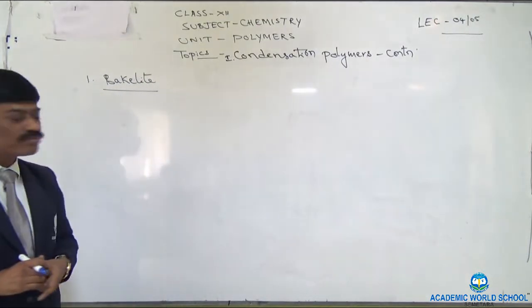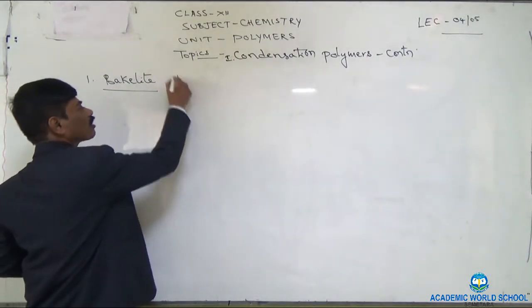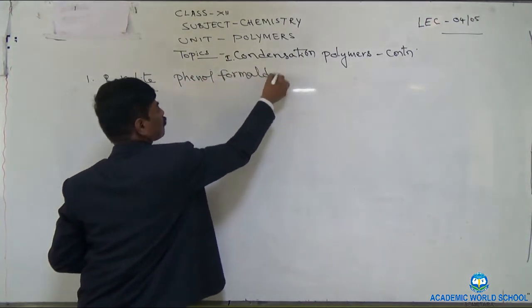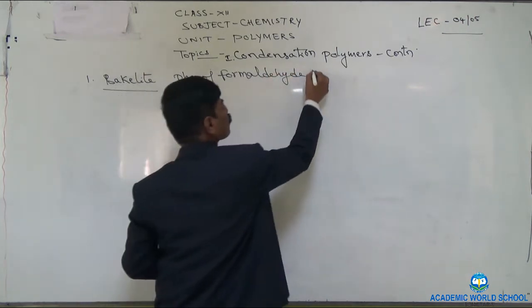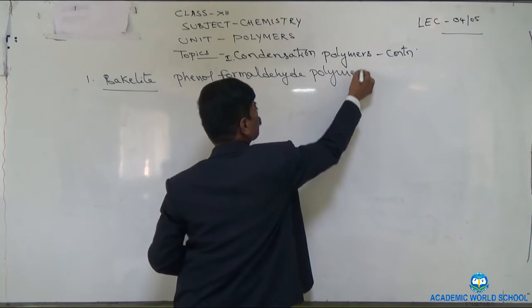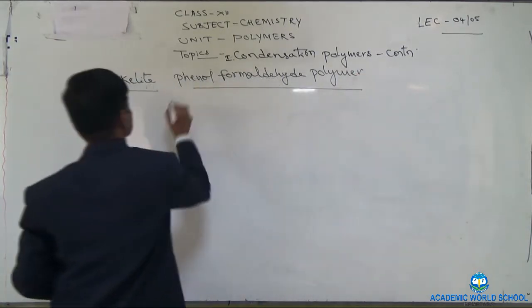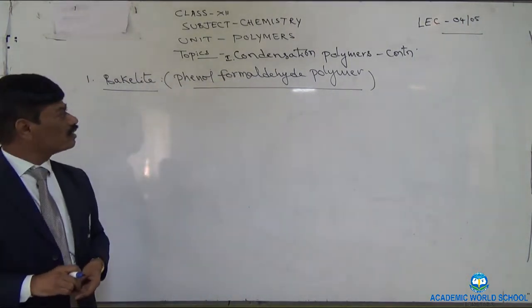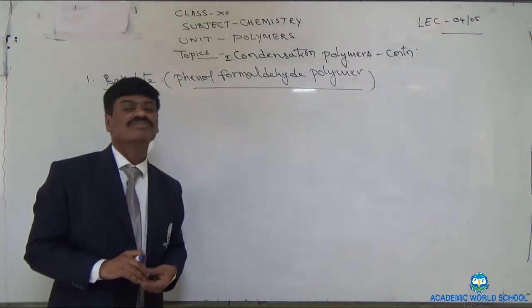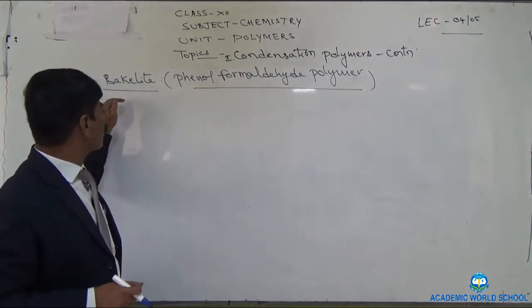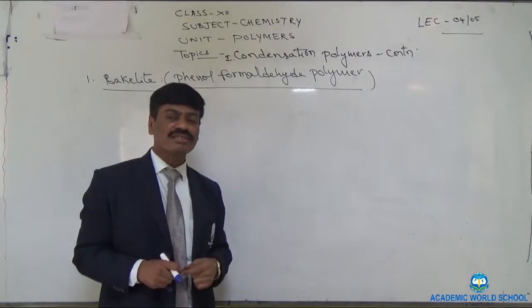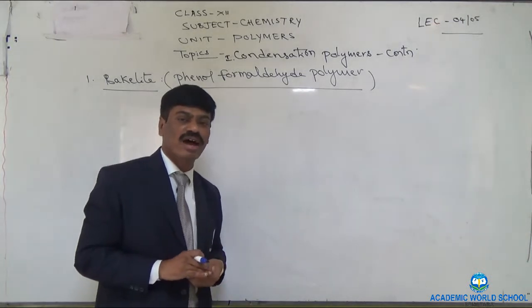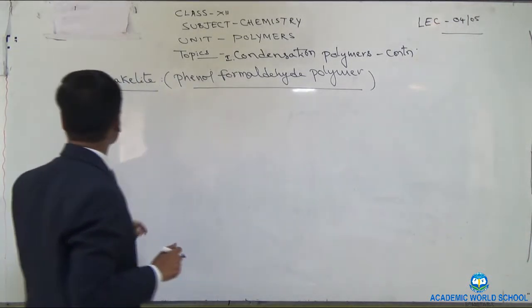Today's first topic is bakelite. It is also known as phenol formaldehyde polymer. This includes two main reagents, namely phenol and formaldehyde. Now we are going to see chemistry of bakelite, which includes preparation of bakelite, properties of bakelite, and then uses of bakelite. Let us see how is bakelite prepared.